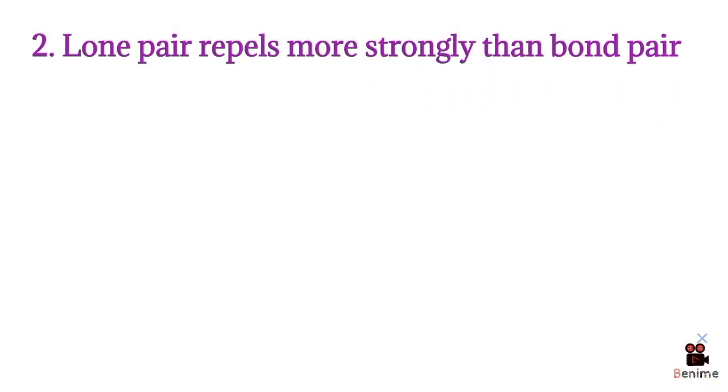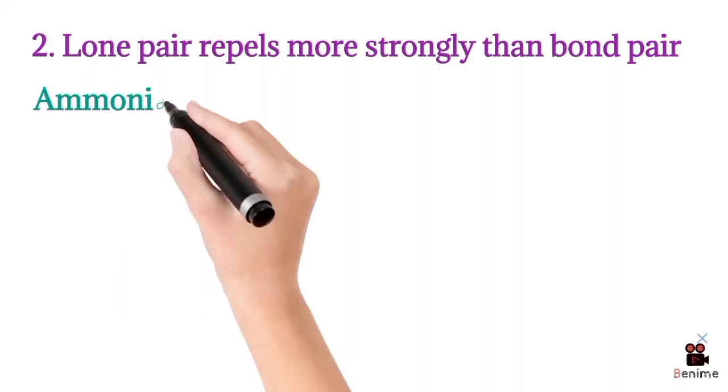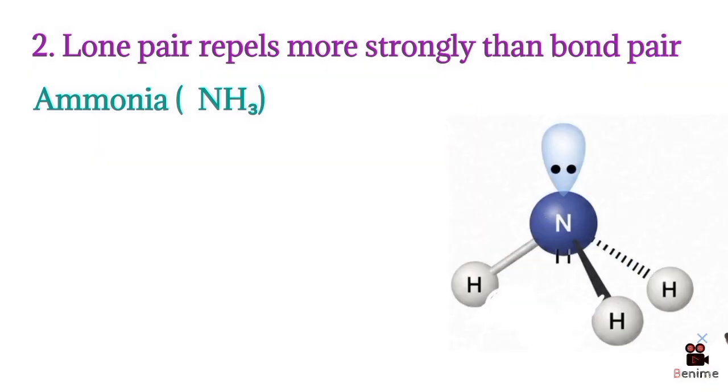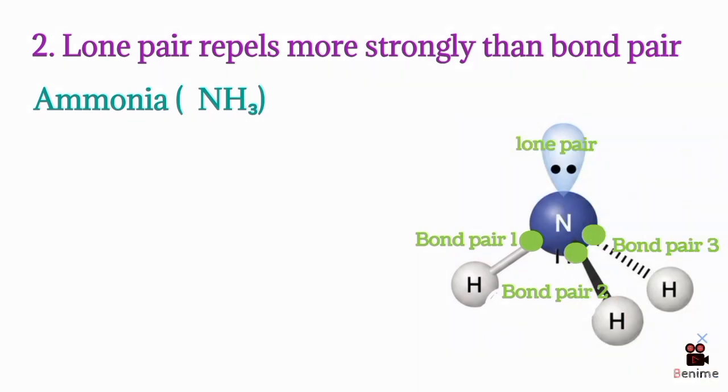Lone pairs repel more strongly than bond pairs. For example, ammonia. Its formula is NH3. In NH3, nitrogen is the central element. It has 5 valence electrons because it belongs to group 15 of the periodic table. It uses 3 valence electrons to form 3 bond pairs with 3 hydrogen atoms. The remaining 2 electrons pair up to form 1 lone pair. So, in the NH3 molecule, there are 3 bond pairs and 1 lone pair.